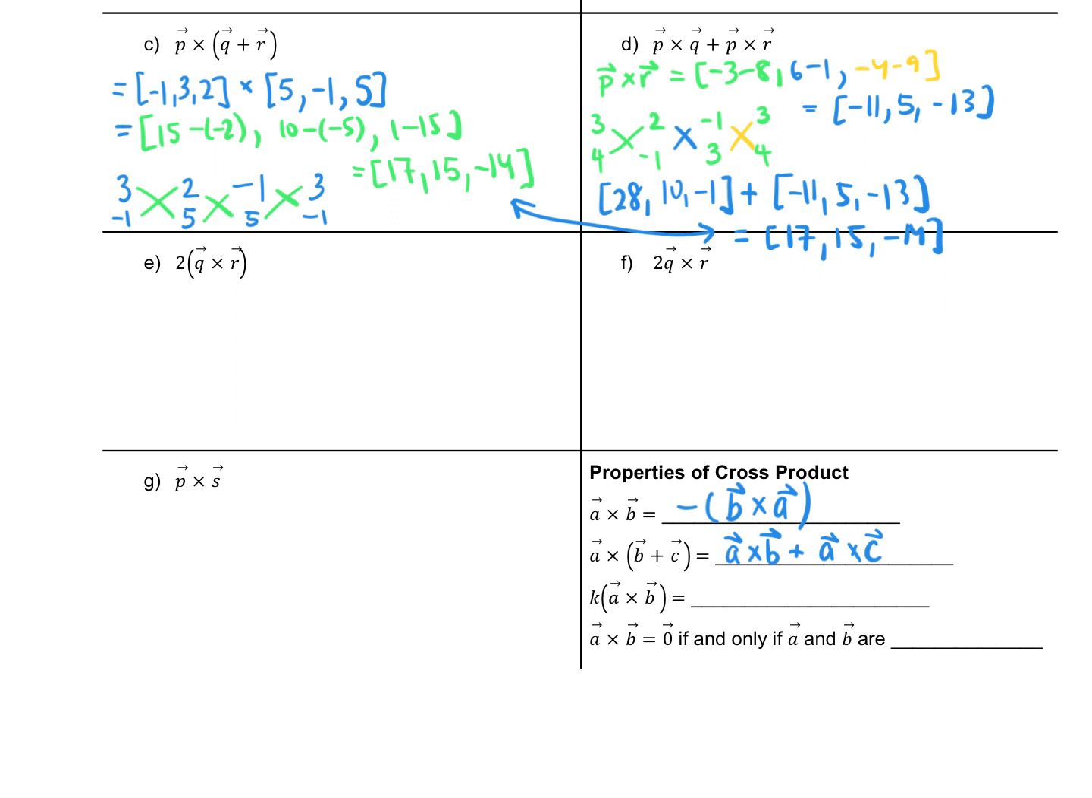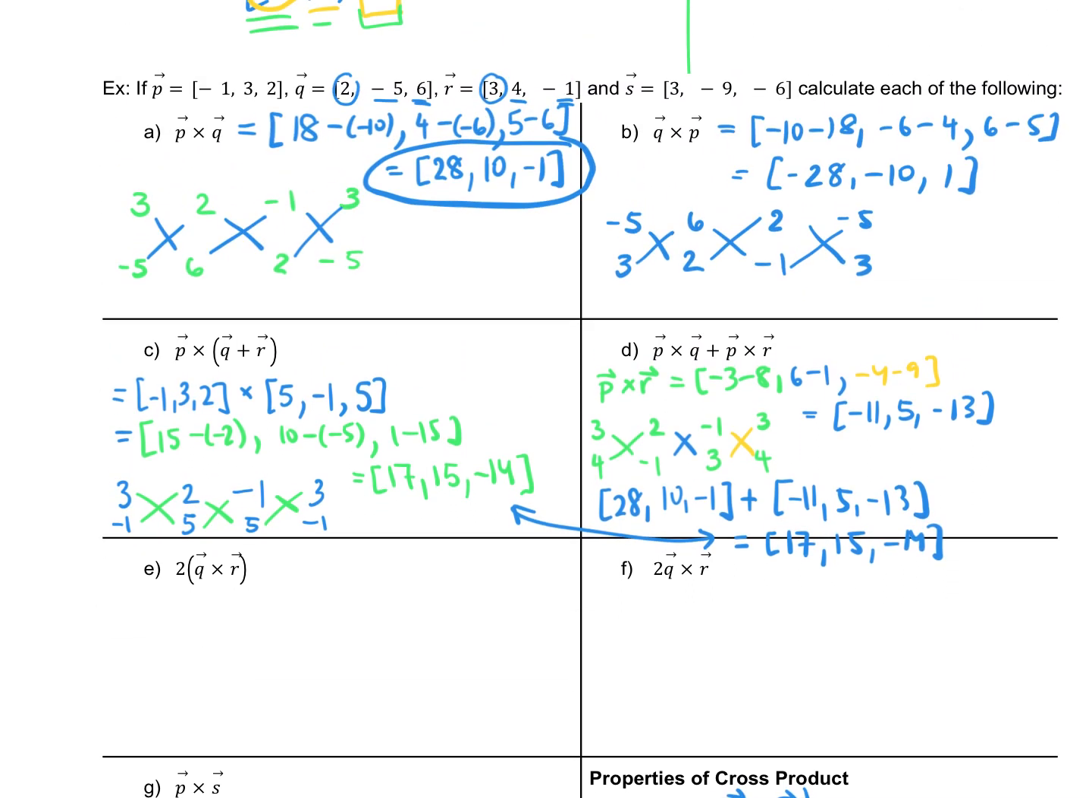All right, next, what if there's a scalar involved? 2 times the cross product of Q and R. Well, let's find that cross product of Q and R first, and then we can double it. So vector Q, -5, 6, 2, -5. Vector R, 4, -1, 3, 4. So that's going to be 5 minus 24, 18 minus negative 2, 8 minus negative 15.